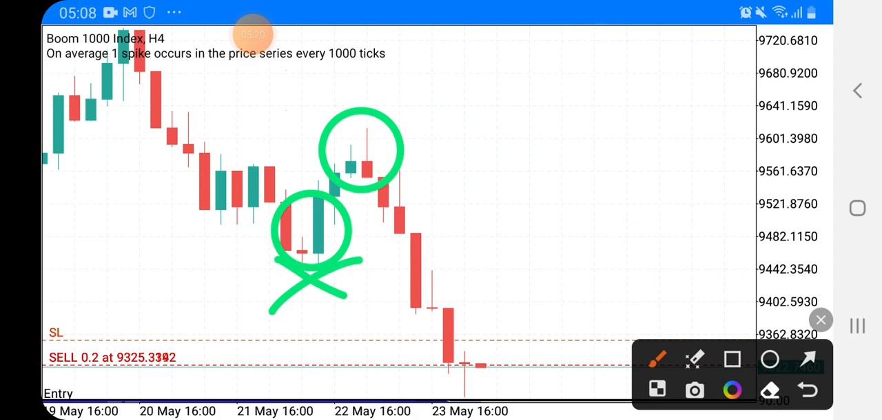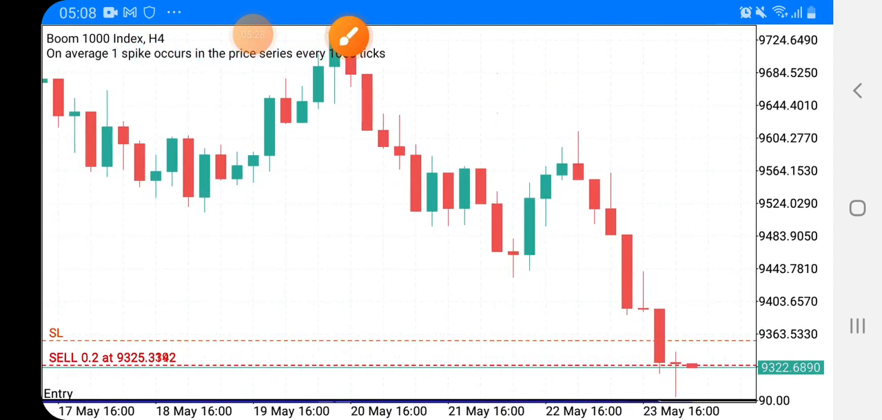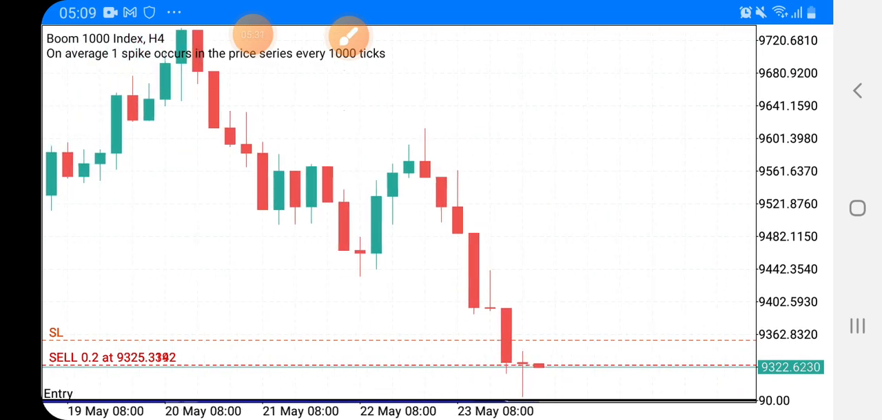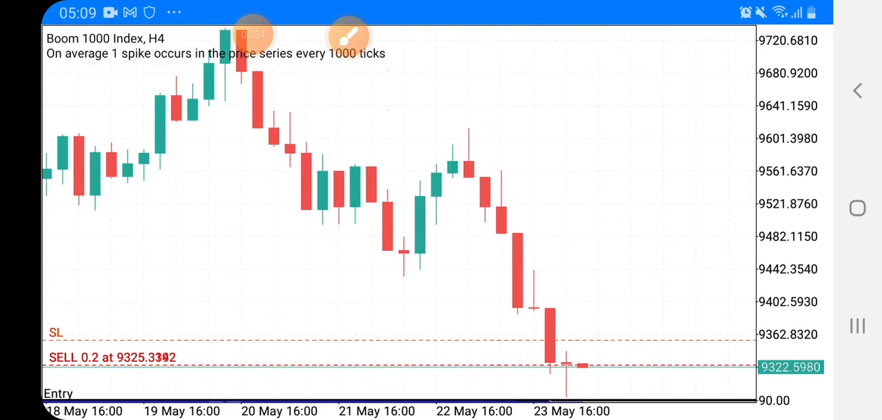Some pips and you are out. But look at the kind of entry you want to make using that bearish engulfing, right? One of the best candlestick patterns. I will also reveal it to you guys, okay? For me, the best candlestick pattern to use on boom and crash.